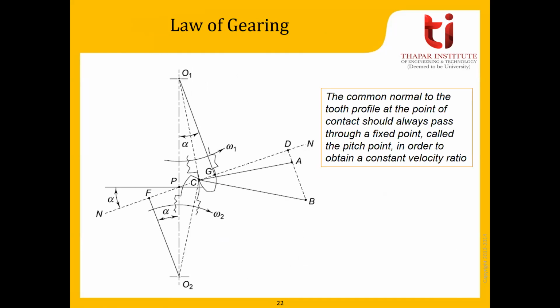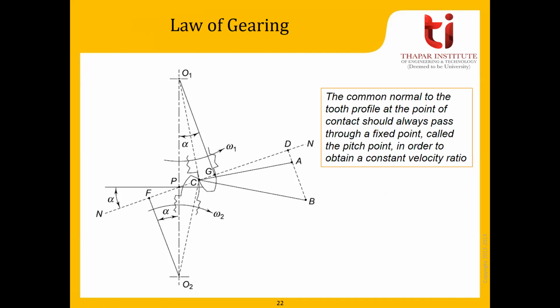Now, the law of gearing. Law of gearing is like the common normal to the tooth profile at the point of contact should always pass through a fixed point called the pitch point in order to obtain a constant velocity ratio.